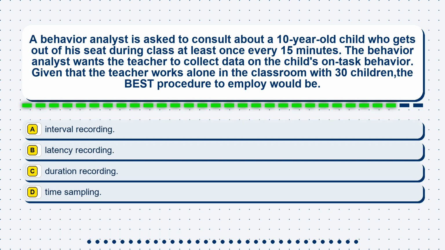Question 16. A behavior analyst is asked to consult about a 10-year-old child who gets out of his seat during class at least once every 15 minutes. The behavior analyst wants the teacher to collect data on the child's on-task behavior. Given that the teacher works alone in the classroom with 30 children, the best procedure to employ would be: Option A, interval recording; Option B, latency recording; Option C, duration recording; Option D, time sampling.